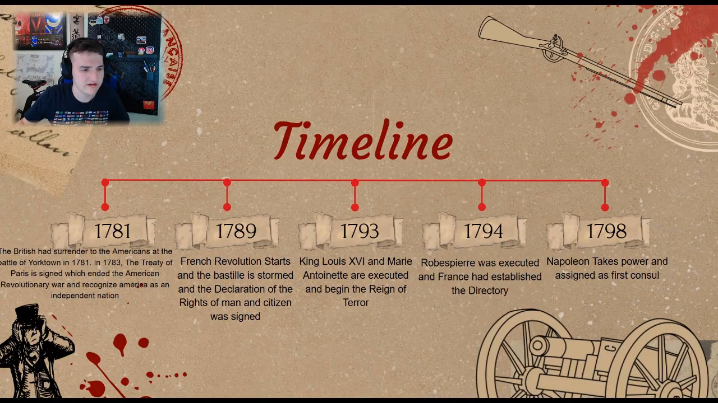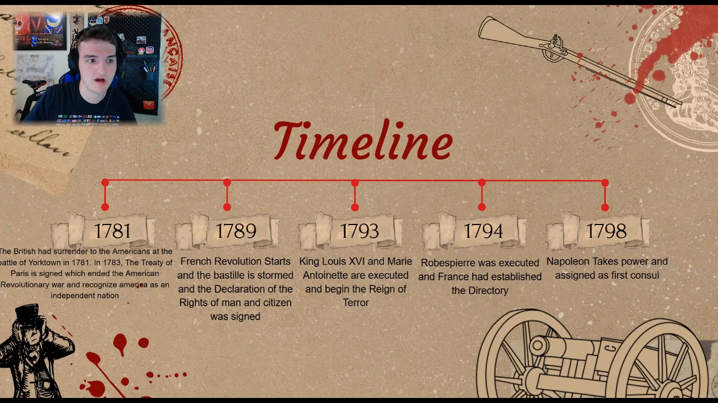Okay, so here's the timeline of what I mentioned: the British surrendered to the Americans and also the French at the Battle of Yorktown in 1781. In 1783, the Treaty of Paris was signed, which ended the American Revolution and recognized America as an independent nation. And by 1789, it was also the same year in the U.S.